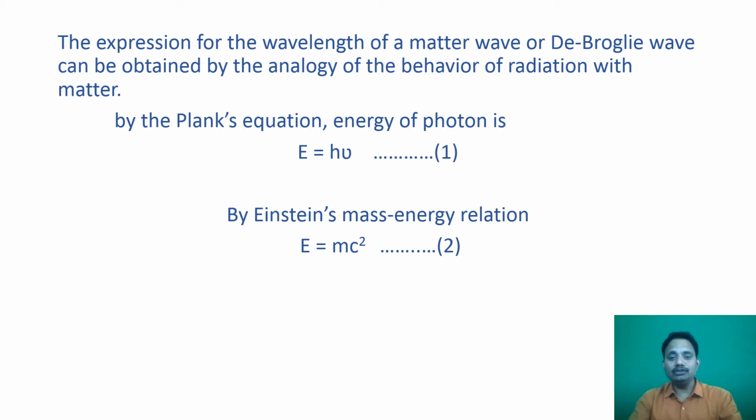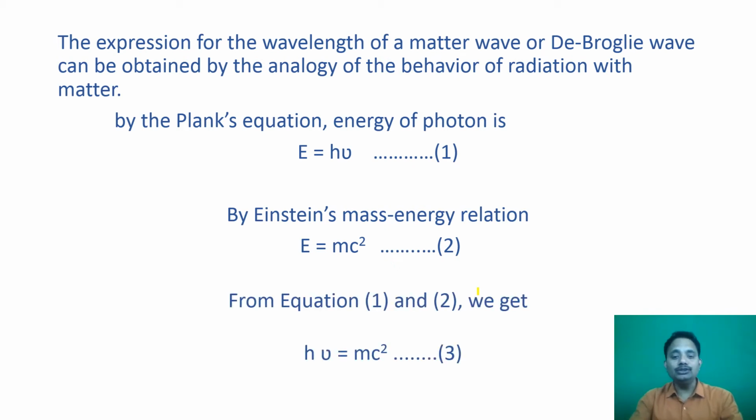If you observe equations 1 and 2, both are related to energy. Equation 1 gives the energy of a photon, while equation 2 gives the energy with respect to mass. So by comparing these two equations, we can write h nu is equal to mc square, where h is Planck constant, nu is the frequency, m is the mass, and c is the velocity of light.